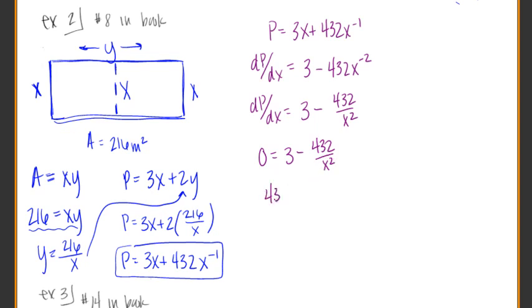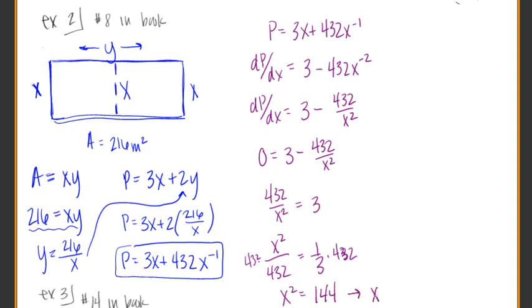Okay, so we basically have 432 over x squared is equal to 3. Or if we take the reciprocal of both sides, we can say x squared over 432 is equal to 1/3. So multiplying this out, times 432 just to clear some fractions. There we go. We get x squared. Well, 432 divided by 3 is 144, so x is equal to 12. Again, we're going to ignore the negative part since we're talking about the length of this whole side of a pea patch, and we obviously can't have negative.